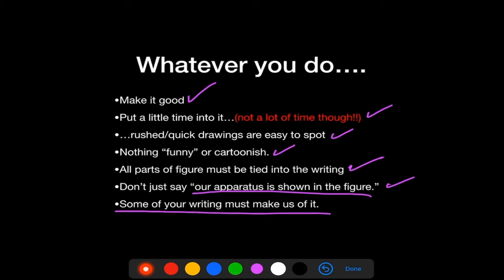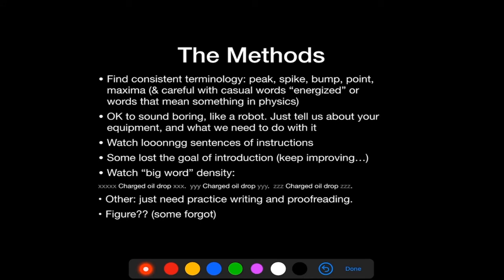So I think the figure for the methods section is very much like the plot for your data section, which we haven't done yet, but it's sort of a central feature there that you might write around. Okay, so just a couple of hints here.